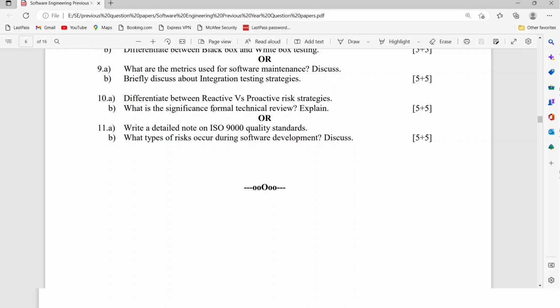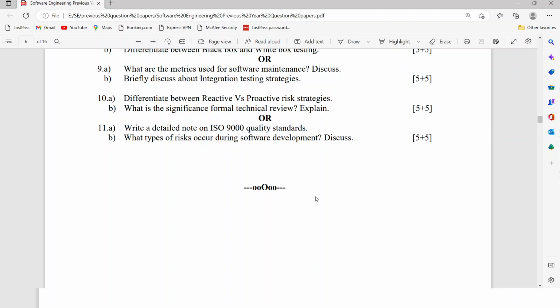And don't leave this question: the formal technical reviews. These are very, very important. Just write down what a formal technical review is, how many members will be there, how the agenda will be planned, what activities will be conducted before the meeting and after the meeting, what is the conclusion of the meeting, and how the reviewing process will be done. Briefly explain all these concepts so that you will get very good marks.